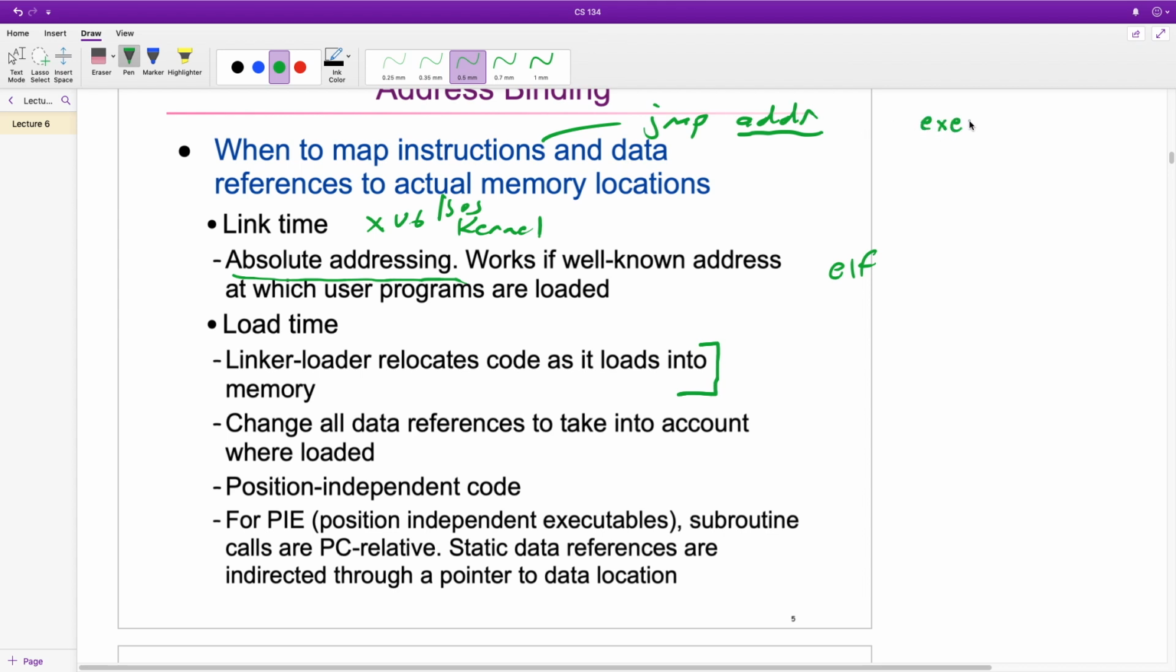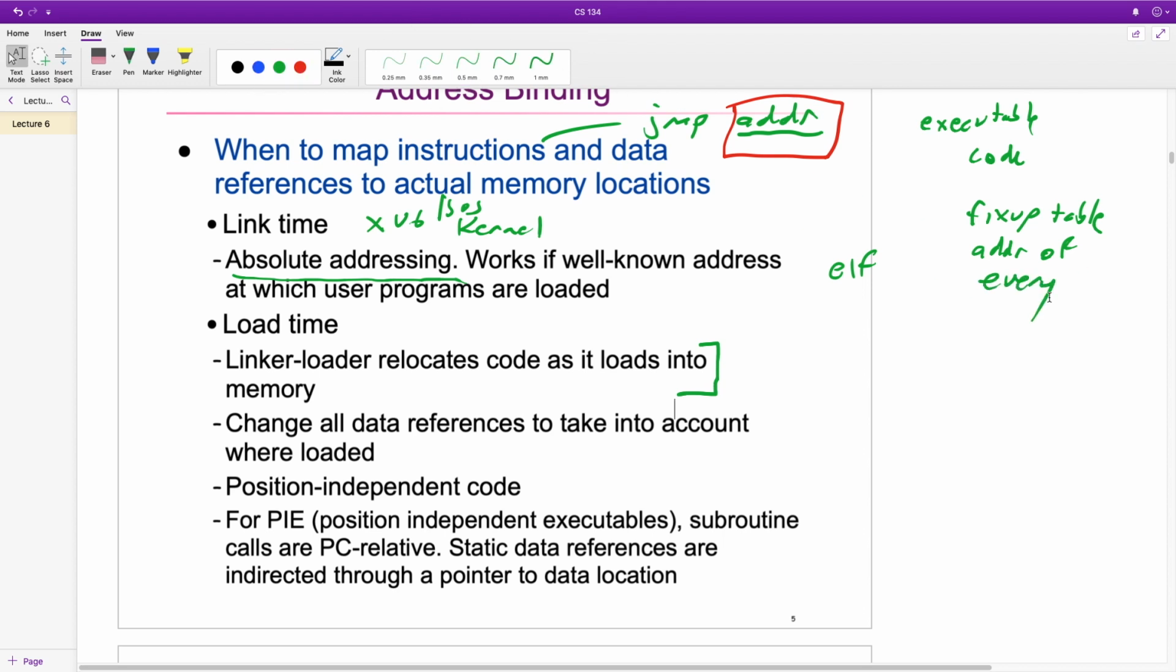So our executable would have code, and then it would also have, I'm going to call it, a fix-up table. Okay? That's going to have the address of every one of those. So every target of a jump, it's going to have.